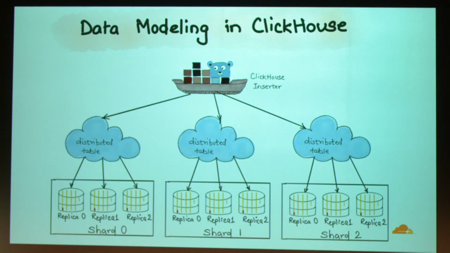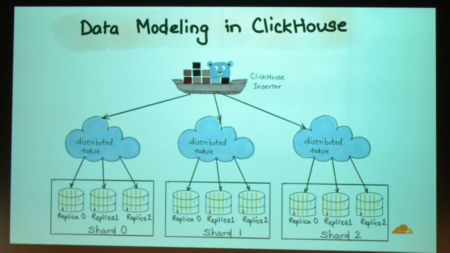Now that we have looked at how the inserter works, let's look at some of the data modeling in ClickHouse. ClickHouse provides inbuilt sharding and replication without any external dependency. I think there are very few databases in today's world which provide something like this. Earlier versions of ClickHouse used to use Zookeeper for storing the replication information, but the latest version removed that completely too.